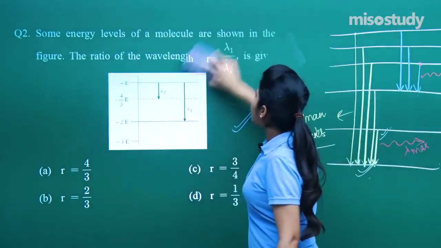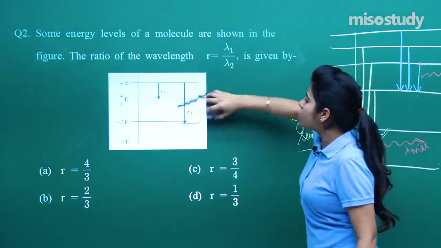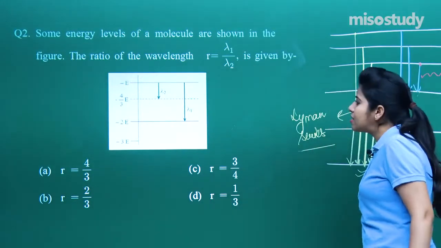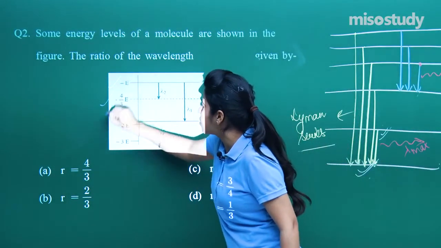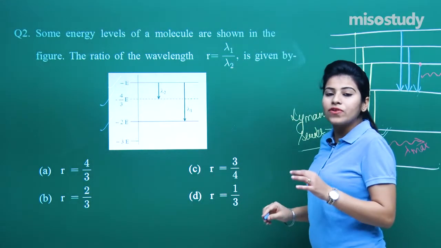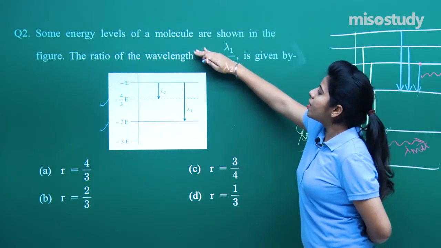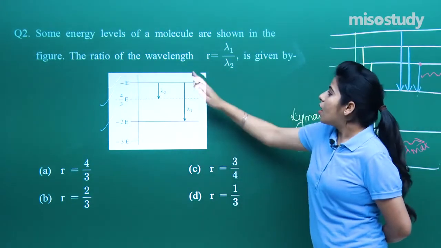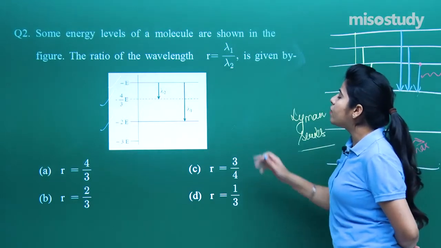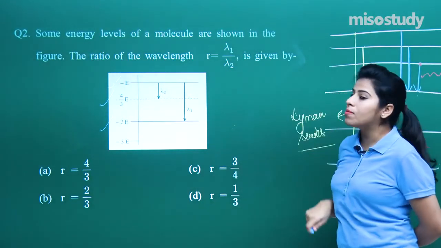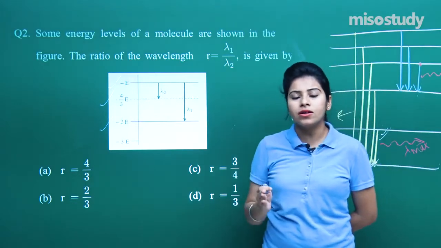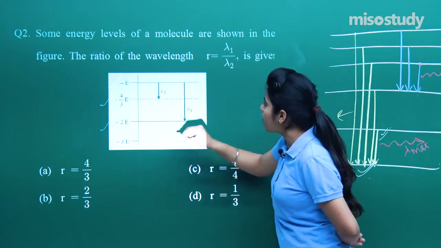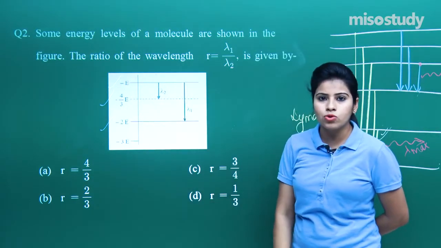Okay, so we have one figure before us, and in this figure you can see that energy levels have been given. Some energy levels of a molecule are shown in the figure, and we have to find the ratio of the wavelengths, R equals lambda 1 by lambda 2. You can see here this is lambda 1 and this is your lambda 2.